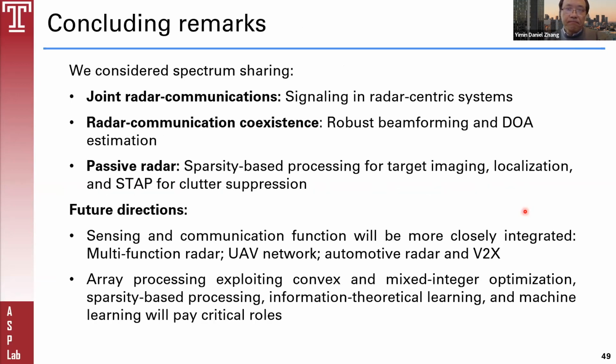So to conclude my talk, we considered three parts again: joint radar communications, radar communication coexistence, and passive radar. For the future direction, I think sensing and communication functions will be more closely integrated. For example, we can consider multi-function radar, UAV networks for both functions, and also automotive radar and V2X. And definitely we are focusing more on array processing. We can see that array processing exploiting convex and mixed integer optimizations, sparsity-based processing, information theoretic learning, and machine learning would play critical roles.